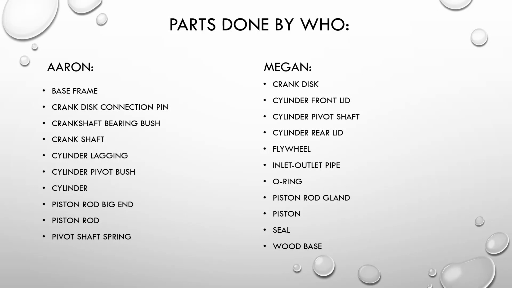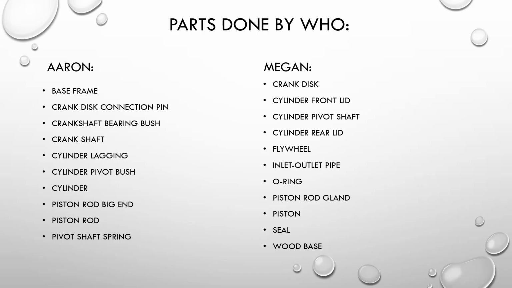So our parts, we decided, like I said, to split them. They don't look quite even right now because a couple of the parts needed to be broken down further, which we'll talk about later. But Aaron did the base frame, crank disc connection pin, the crankshaft bearing bush, the crankshaft, the cylinder lagging, the cylinder pivot bush, the piston rod big end, the piston rod, and the pivot shaft spring.